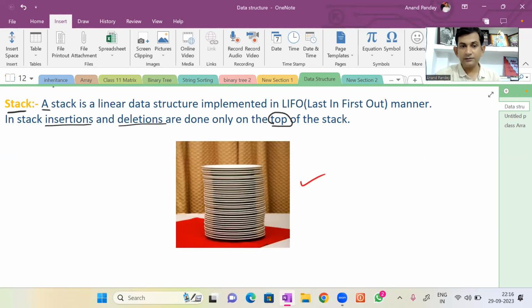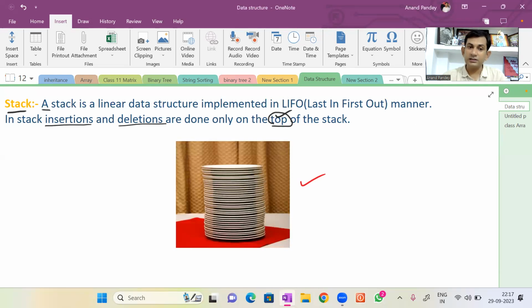Now see, what is the meaning of this line? See this stack of plates. Think about this. If you are going to insert a new plate, where will you put the new plate? You will put it on the top, right? Like that, in the same manner, if you are going to remove a plate, if you are going to use a plate from this stack of plates, then from where will you remove it? You will remove it from the top only.